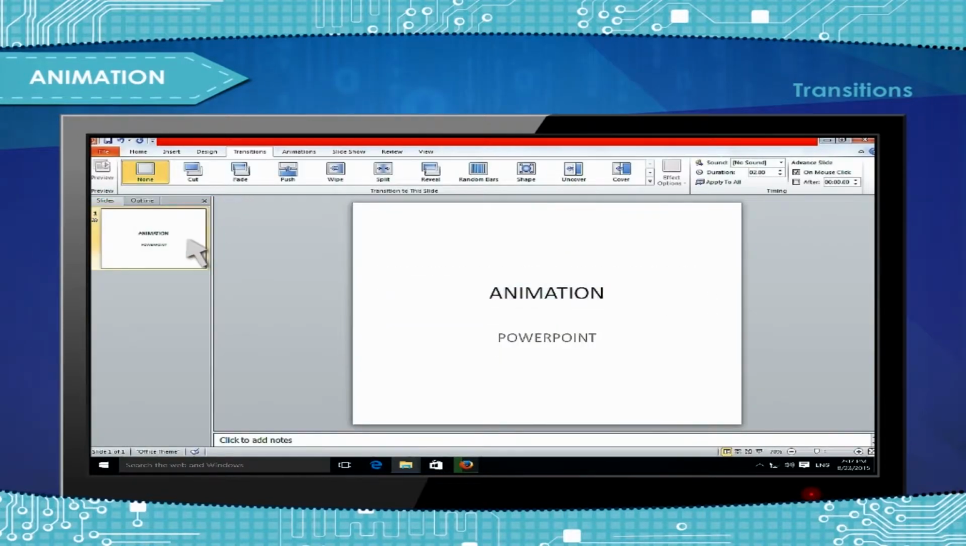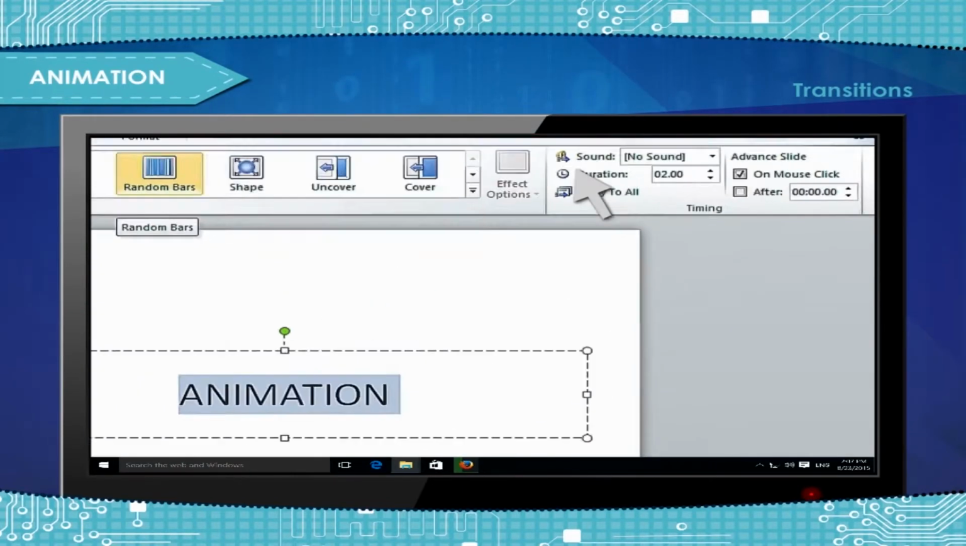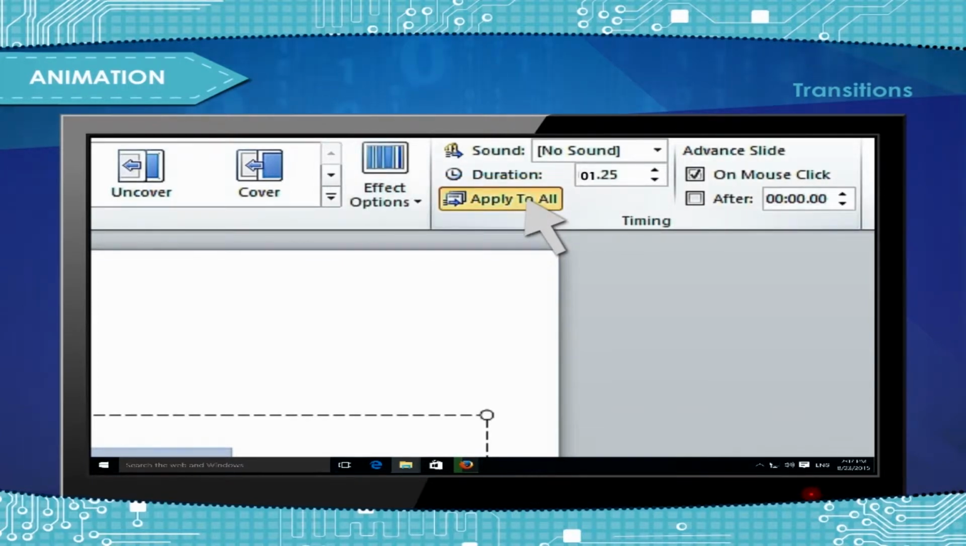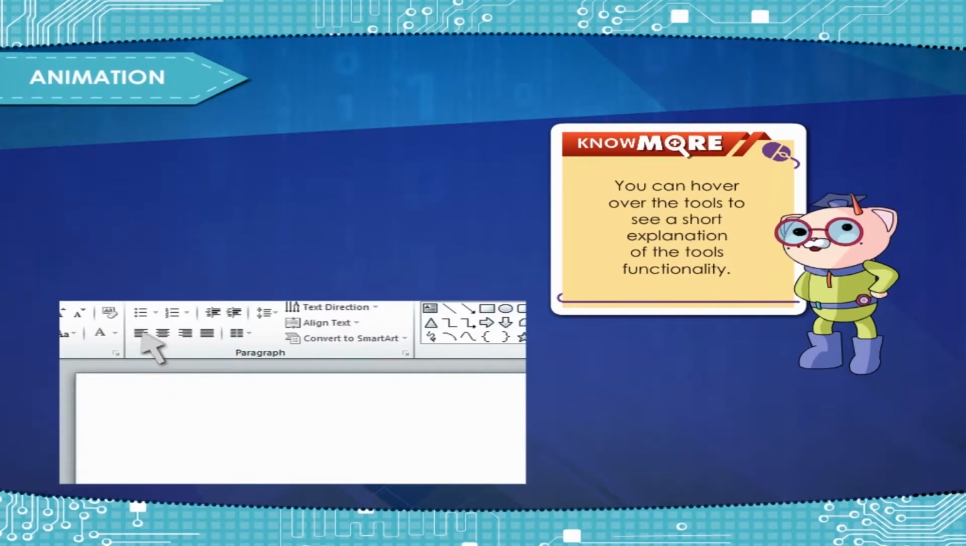Select the slide. Select an effect from the Transition to This Slide group under the Transitions tab. Set the timing duration by adjusting the timing. Click the Apply to All button in the Timing group on the Transitions tab. Choose the slide advancement by adjusting the Advance Slide setting. You can hover over the tools to see a short explanation of the tool's functionality.